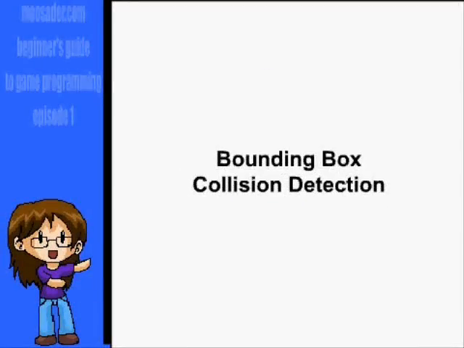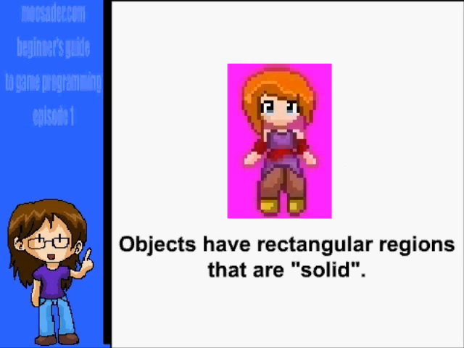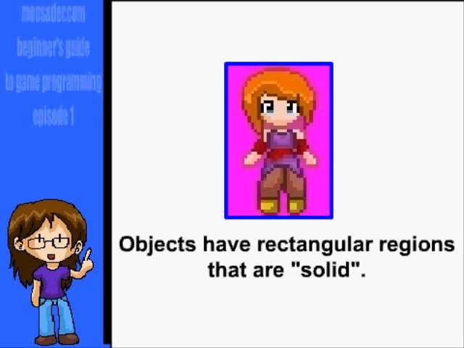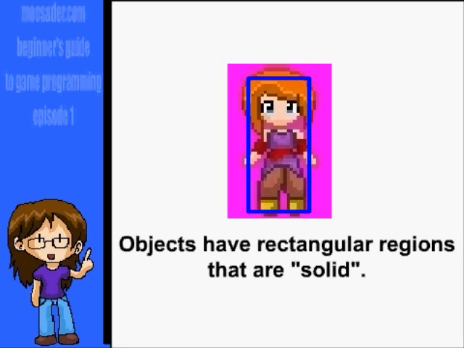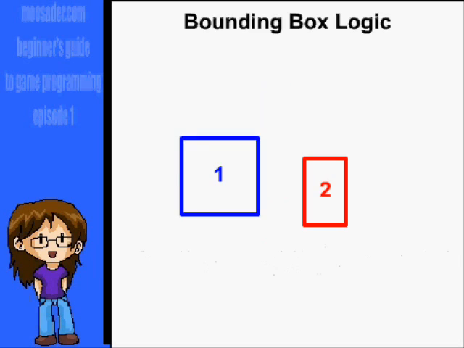Bounding box collision detection is just one of many ways to detect collision between objects. It consists of having a collidable object have a rectangular region that is solid. This can either be the entire picture, but it's probably better if it's a smaller region of the image. Your bounding box logic will work like this.